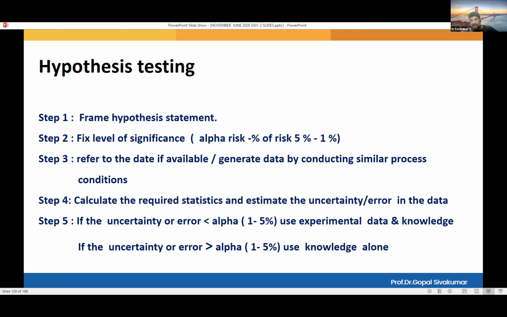That is, it should not go more than 5%. Never ever should it be more than that. So you are fixing it. My process is okay with 5%. My process is very sensitive, so you can have only 1%. You have to fix it. So in step 4, you are using the test and calculating the required statistics. In the test, you'll be getting the error percentage, that is, you'll be getting the alpha value.